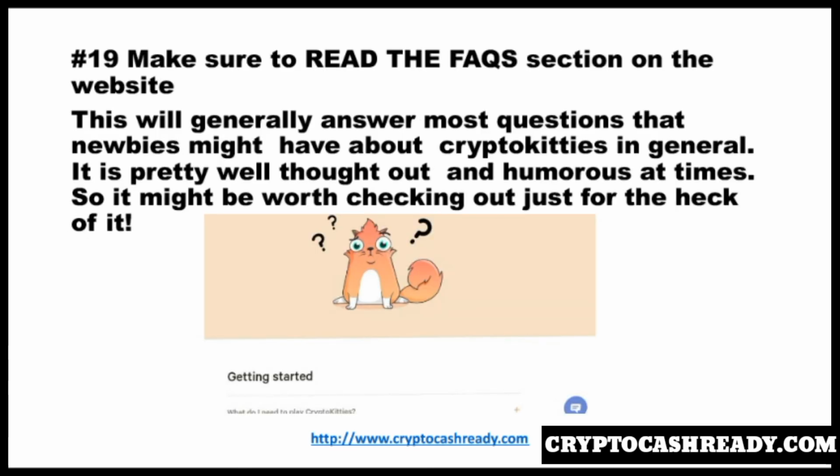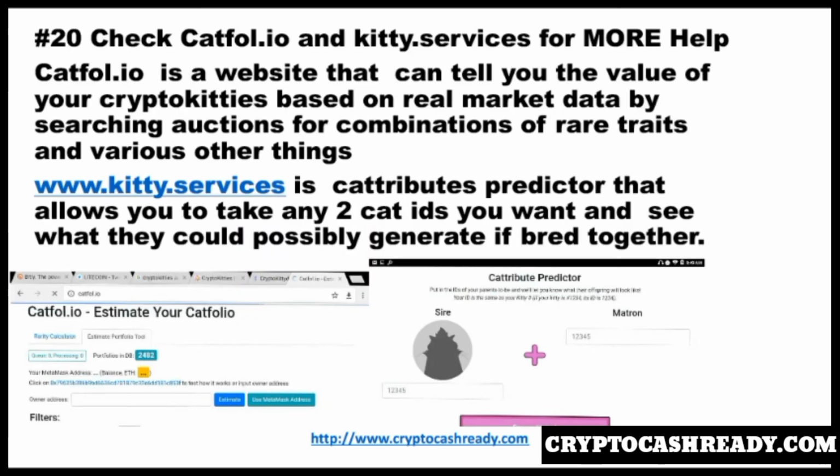Number 19, make sure to read the FAQ section on the website. This will generally answer most questions that newbies might have about CryptoKitties in general. It is pretty well thought out and humorous at times, so it might be worth checking out just for the heck of it. Number 20, check out catfold.io and kitty.services for even more help.